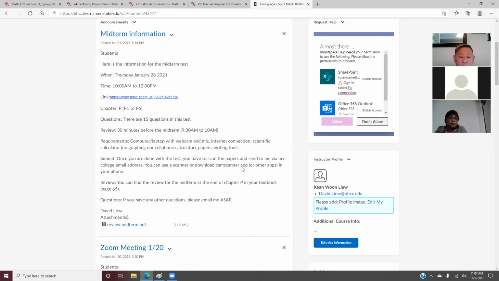Okay, email it to my email address. The other way you can do it, if you don't have a scanner or CamScanner, is to take a picture on your phone. Make sure when you take a picture with your phone, there are a few things you have to do.